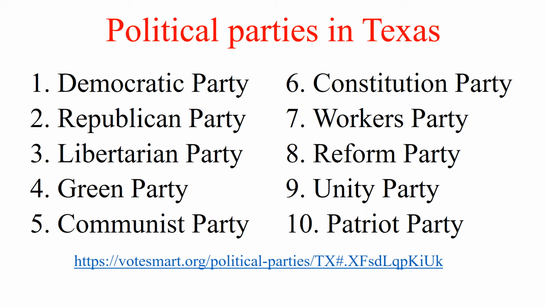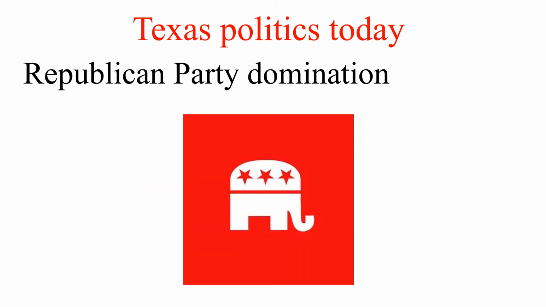That's a system political scientists call political duopolies. It's a form of a monopolistic system. In monopolies, you have one actor. Here, you have two actors competing in the elections. When we look at Texas politics today, we see that the Republican Party dominates.